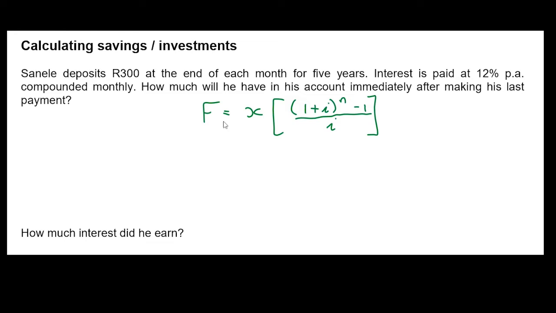So his regular payment of X is 300 Rand. We've got 1 plus, now our interest rate is 12% per annum, but we divide it by 12 because we want the monthly interest rate. He's going to make 60 payments in 5 years, monthly payments, so 5 times 12, 60. And this interest rate on the bottom is exactly the same as on the top, 0.12 over 12.